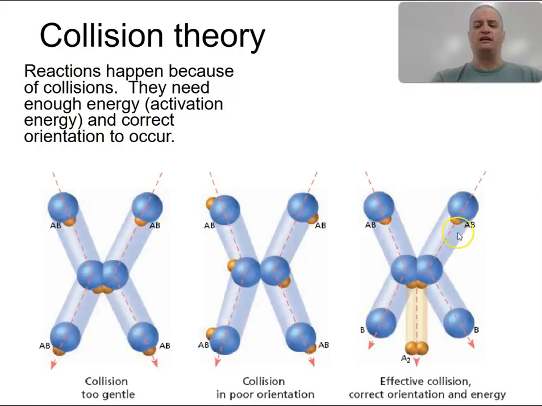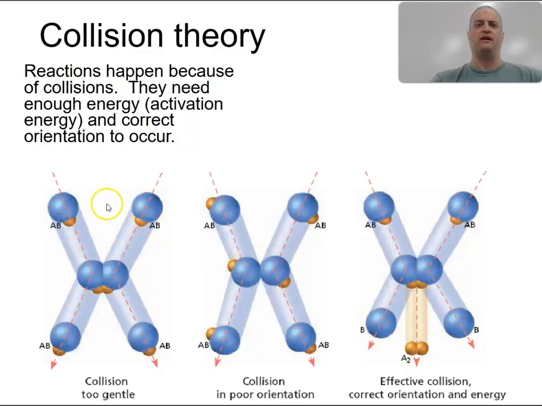Now first we need to think of what actually happens when a reaction occurs. So this is talked about with collision theory. Now, reactions happen because of collisions. And in order for a collision to be successful, they need to have enough energy, called activation energy, and a correct orientation. So here we see that we're trying to make these new compounds of A2 and B all by itself.